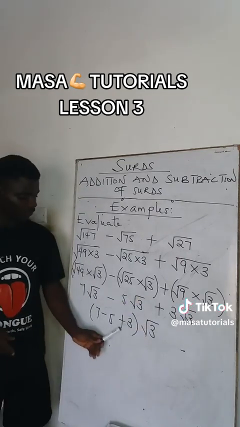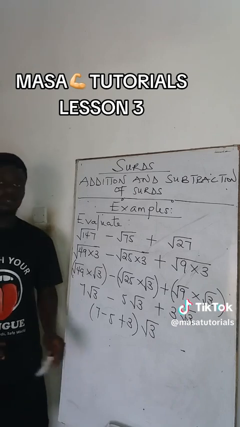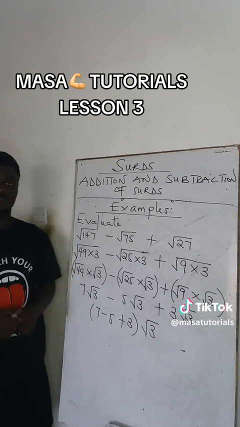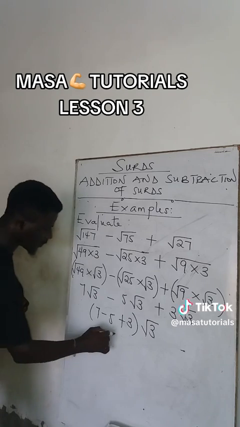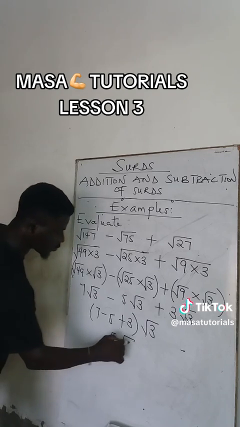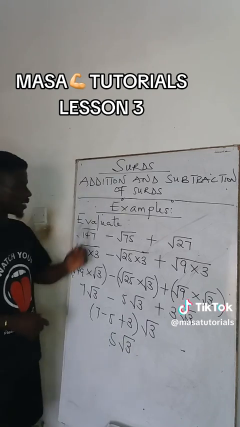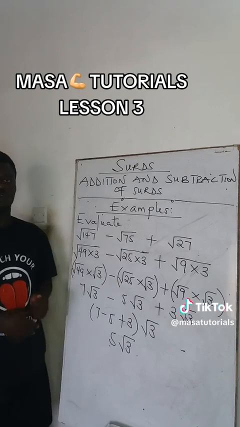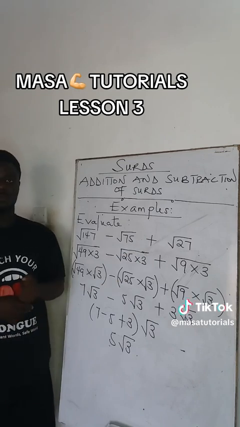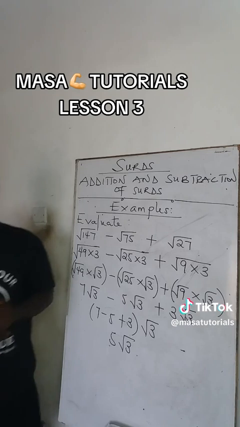Now, 7 minus 5 plus 3, let's see, 7 plus 3 will give us 10. Then we deduct 5 from that, we get 5. So 5 square root of 3. So this is the value of the whole of this expression. Let's move to our second example.